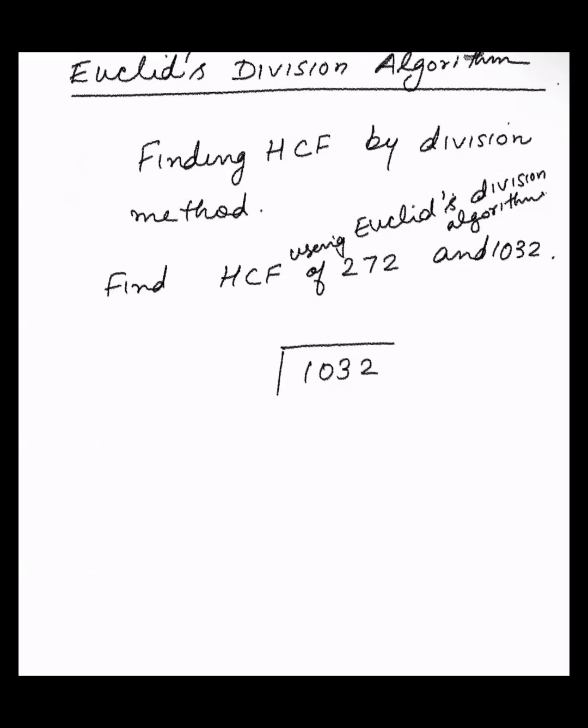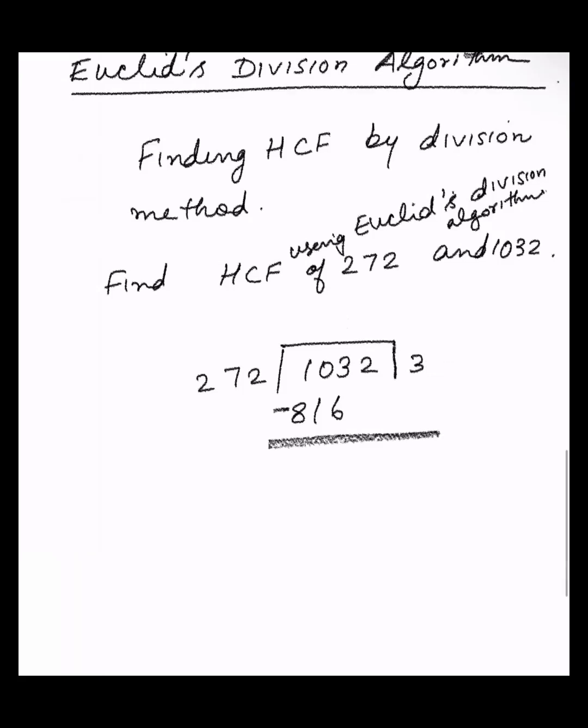So now 1032 you're trying to divide by 272. This is the first step. You have 1032, because 1032 is the bigger number. Try to divide 1032 by the smaller number. 816. Okay, fine. Now do the subtraction. See, normal division you are doing, instead of putting the quotient on top, you are putting the quotient on the right hand side, on the right side of that box.